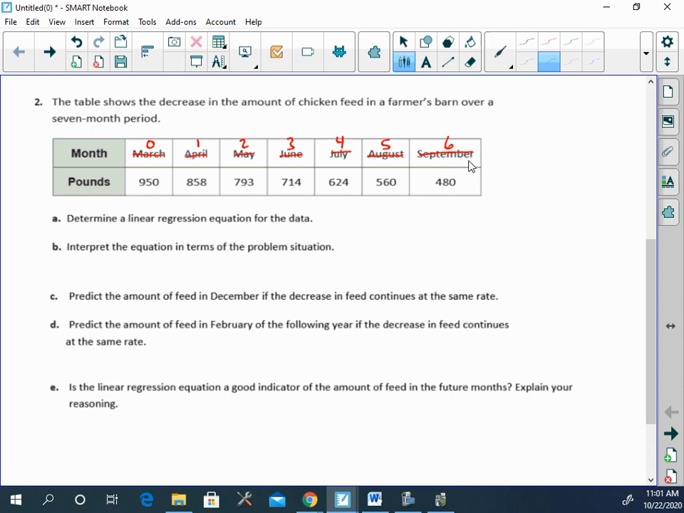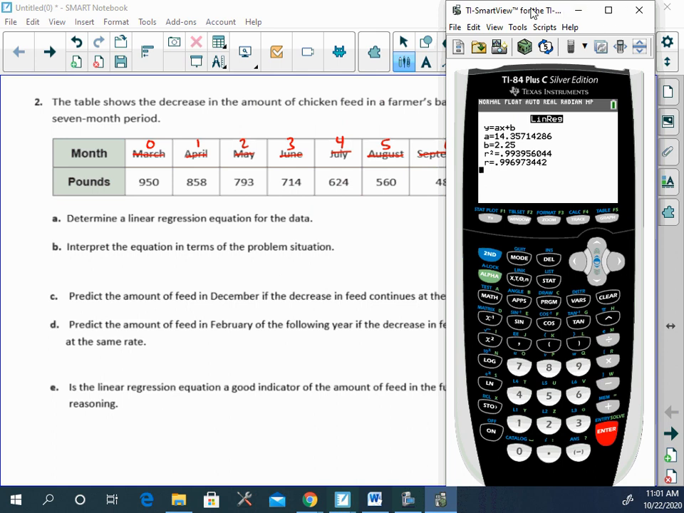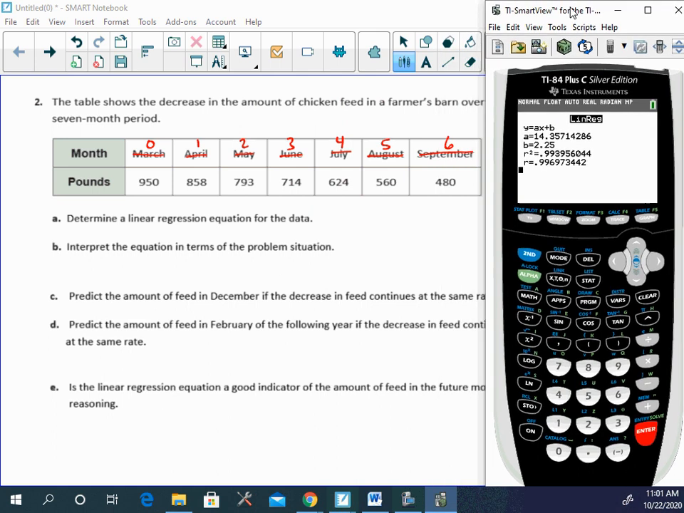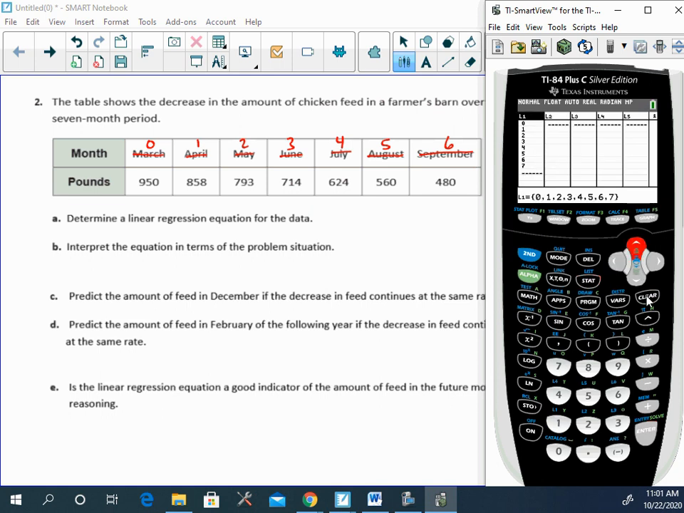So month 0 would be March. So let's get that in our calculator. Same idea as what we just did. So if we hit stat, enter, I'm going to clear out what's in my L1 and L2. If you need a slower version of this, you can go back and look at number 1, the recording. We've got 0 through 6.